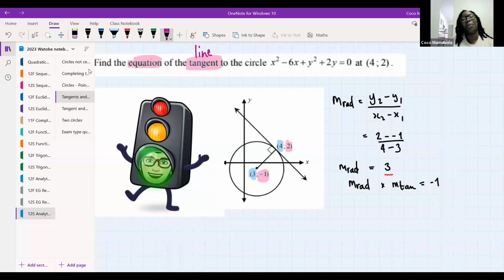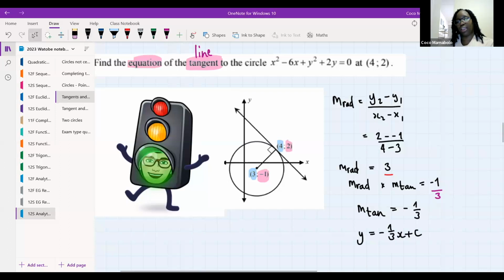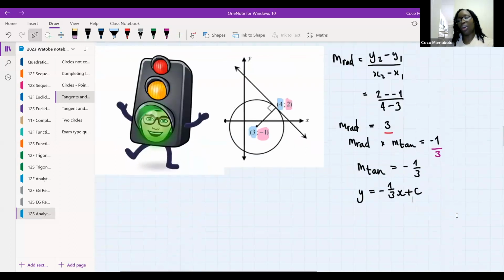All right. Okay. What did you do, my sweetie, from this point on? So instead of substituting the 3, I substituted in -1/3 for gradient. Good. I substituted in the point 4, 2. Good. So we got -1/3 x plus c. Are we together here? Yes, ma'am. Okay, good.